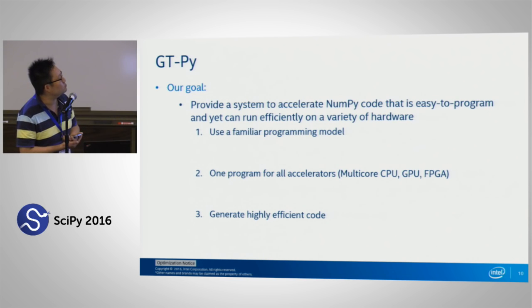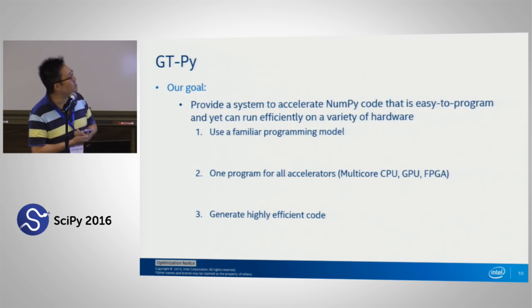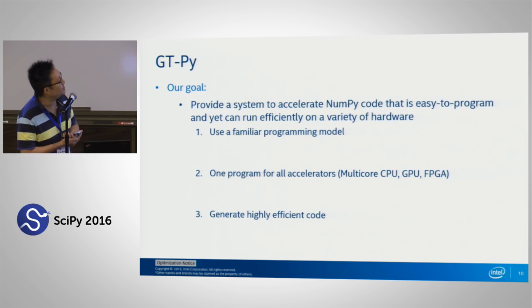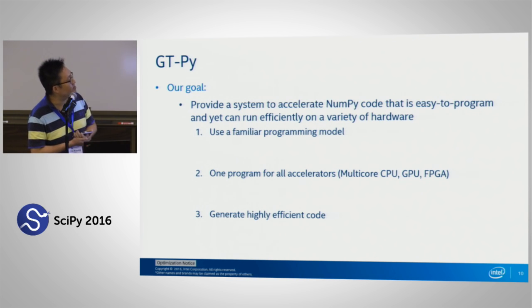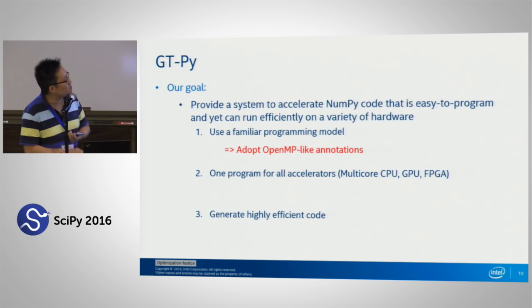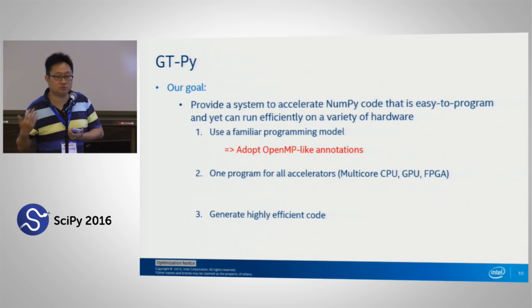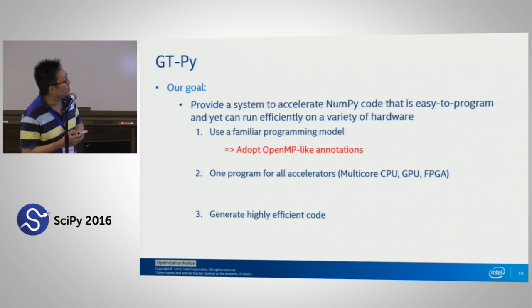So our goal is to provide a system to accelerate NumPy code that is easy to program and yet can run efficiently on a variety of hardware. So we decided to use a familiar programming model, and as I'll show you, we adopt OpenMP-like annotations to annotate a program. And then we want to achieve our ultimate, or dream, goal, which is one program for all accelerators, including multicore CPU, GPU, and FPGA.